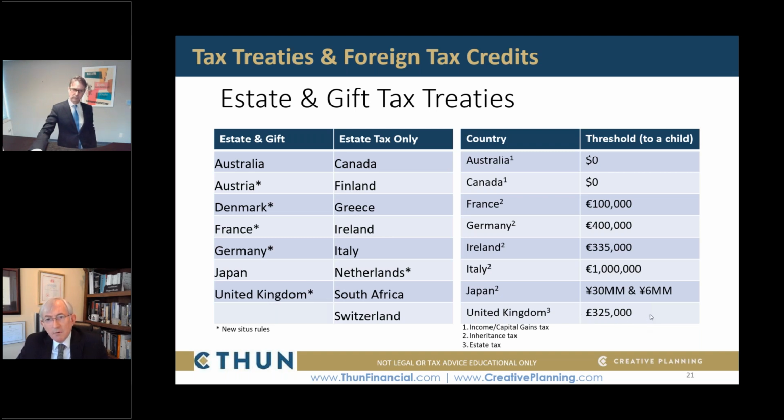Important to note here, if you look at these numbers, for many US expats, US estate tax is not going to be an issue. If you have a $10 million estate and you live in one of these countries, your problem is not US estate tax. Your problem is going to be your local inheritance or estate tax, or income or capital gains tax, as the case may be. Next slide, please.